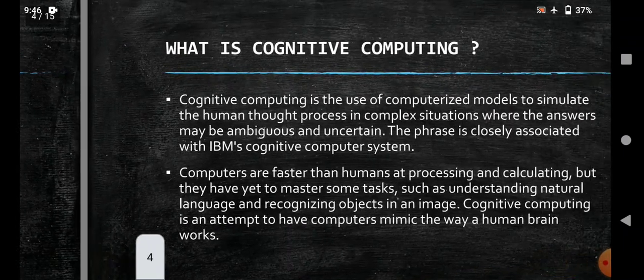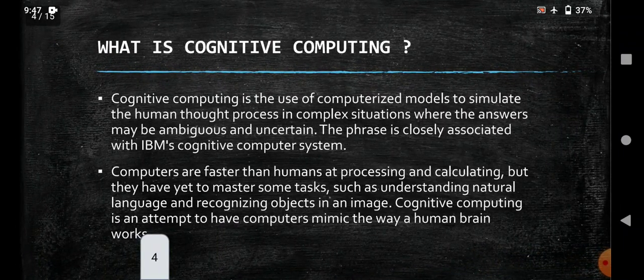Okay, let's begin with what is cognitive computing. Cognitive computing is the use of computerized models to simulate the human thought process in complex situations where the answers may be ambiguous and uncertain. Cognitive computers use computerized models to solve a specific task where the answers may be ambiguous or uncertain.